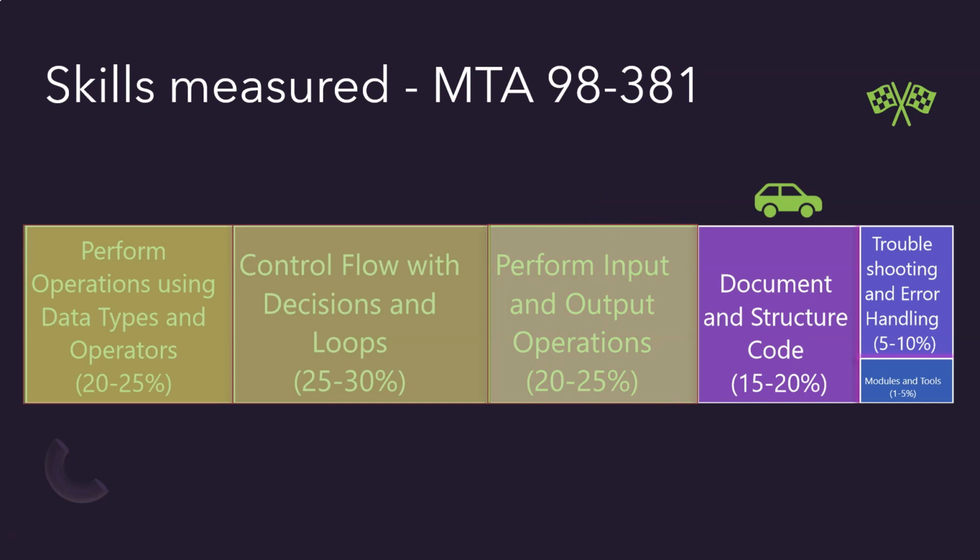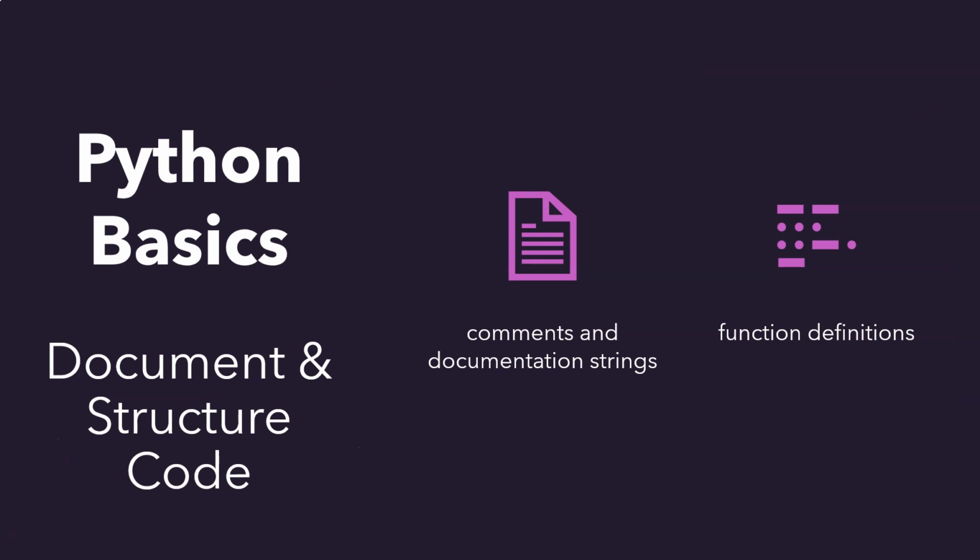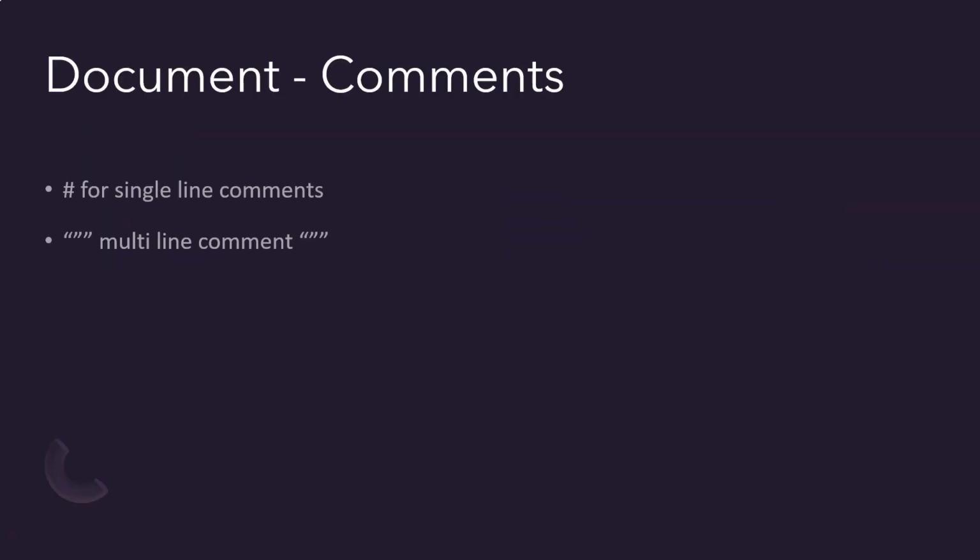Next we will see documented structure code. In this section of Python basics, we'll cover documented structure code. We'll see various ways of commenting and documentation strings, as well as all about functions. So there are two different ways to comment. One is using a hash for a single line comment, and if we want to comment multiple lines, then we use triple quotes. So let's see some examples.